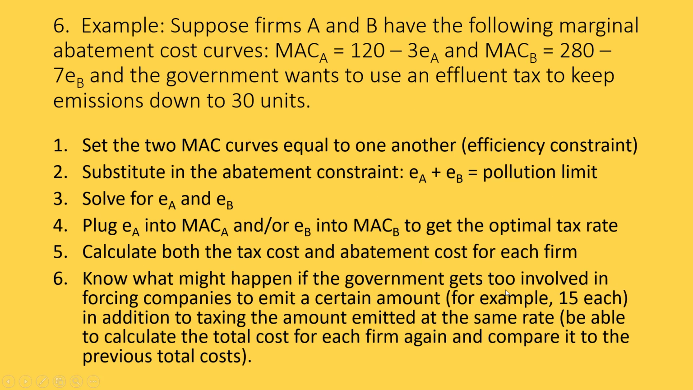So let's go through an example like that. Suppose that firms A and B have the following marginal abatement cost curves, and the government wants to use an effluent tax to keep emissions down to 30 units, right?